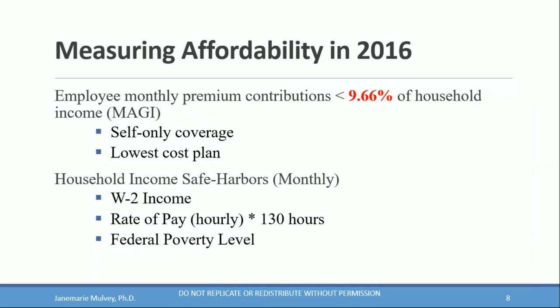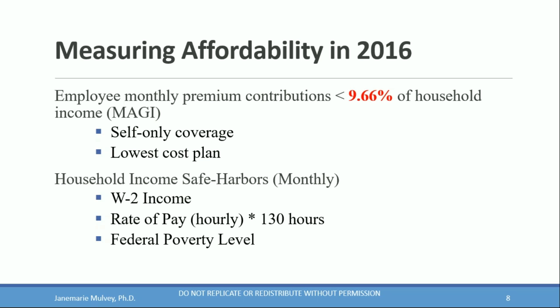So the ACA defines affordability based on the employee's monthly premium contribution, which cannot exceed 9.66% of their monthly household modified adjusted gross income for self-only coverage in the lowest cost plan. That's a mouthful. The problem is employers do not know an employee's modified adjusted gross income or their household income.